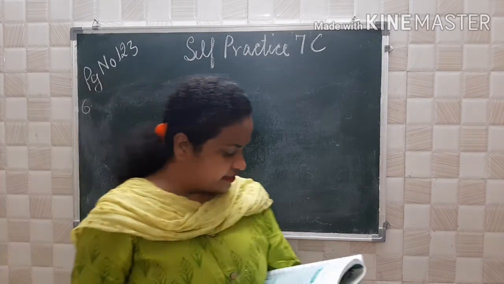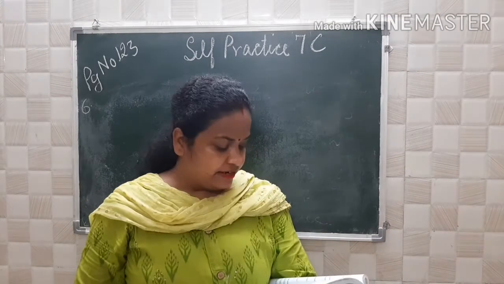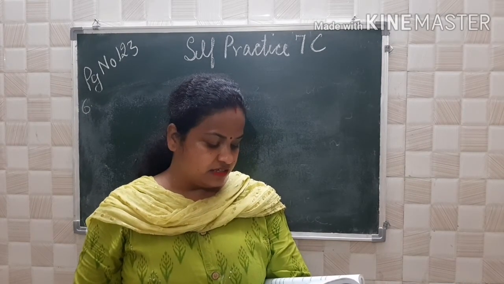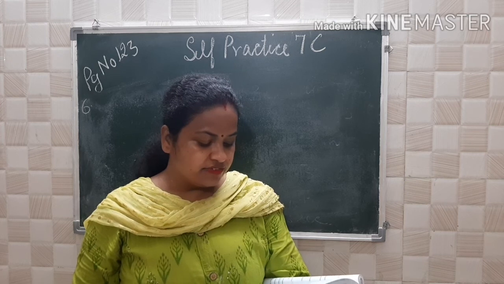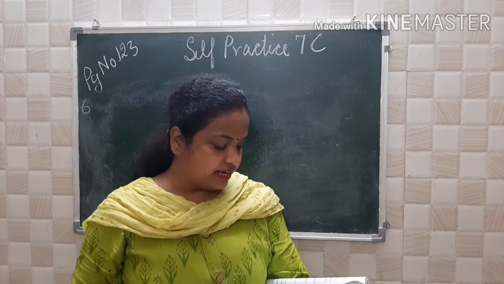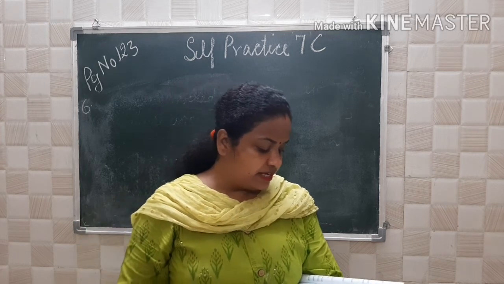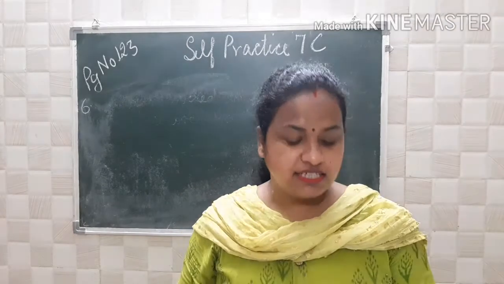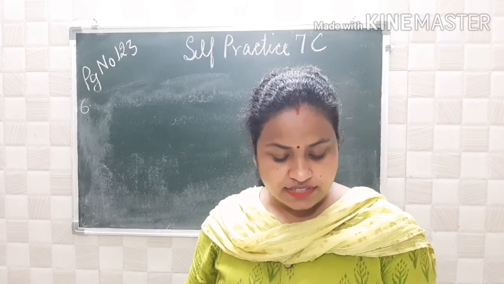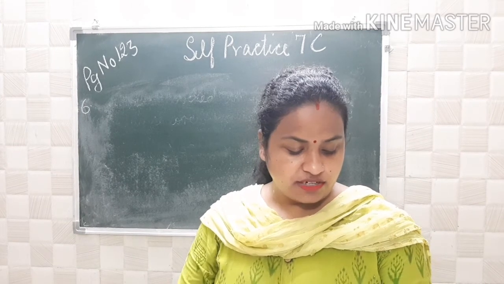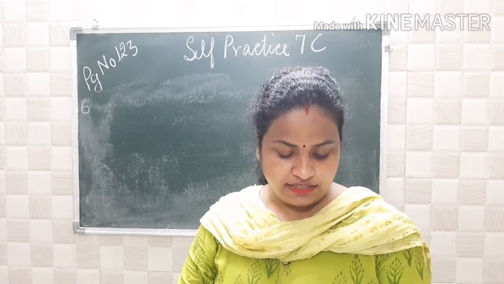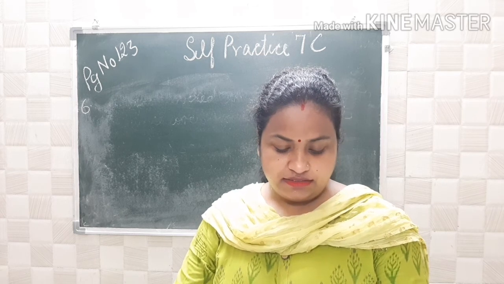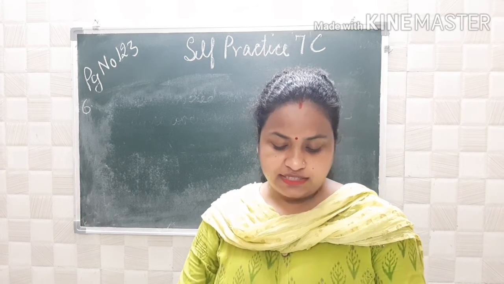Question number 6. If 48 men have ration for 16 days, how long will the food last if the reinforcement of 16 men arrives? 48 men, they have ration for 16 days. So for 1 man, how much? 16 into 48.